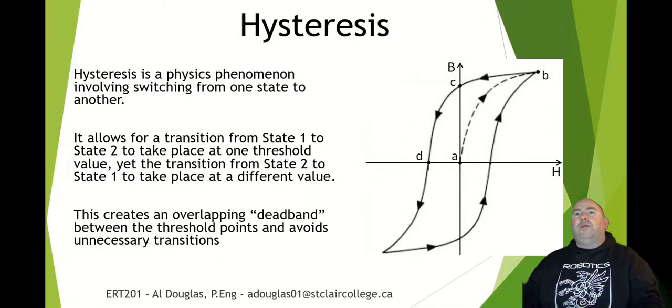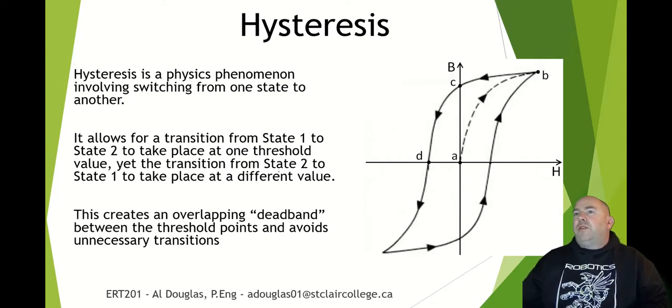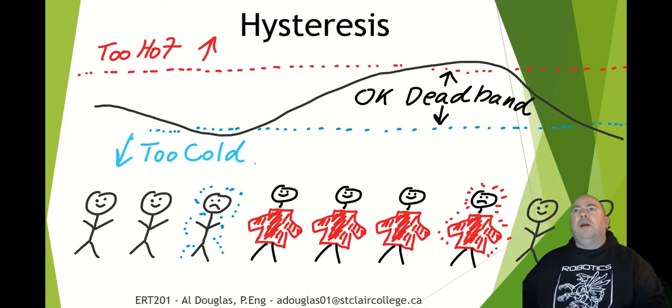So hysteresis, we're switching between state 1 to state 2. Now this allows the transition from state 1 to state 2 to take place at one threshold value, but this transition from state 2 to 1 to take place at a different value. So I'll go through my example first. What you get is a dead band in between these two things, which I will demonstrate here.